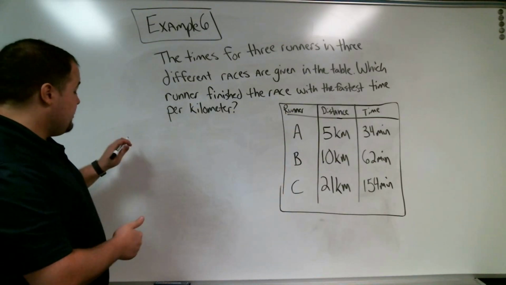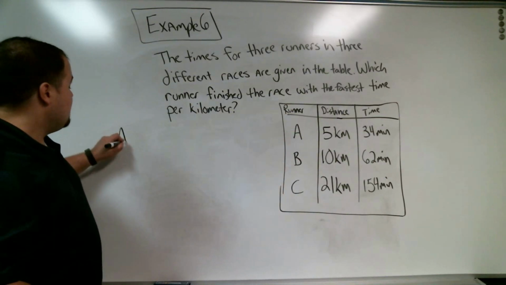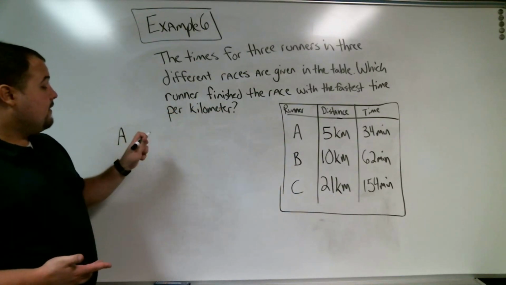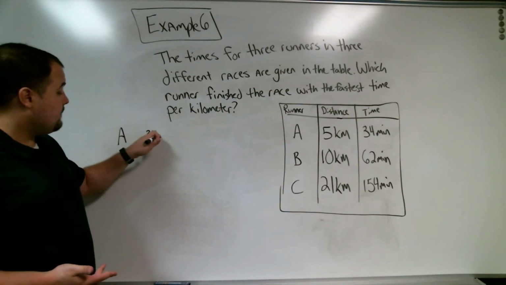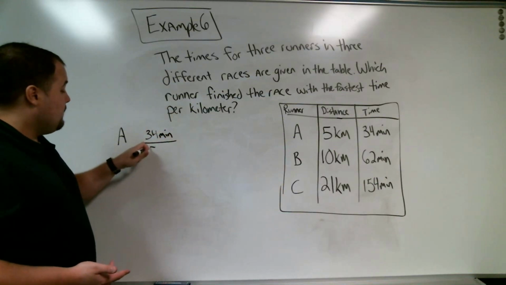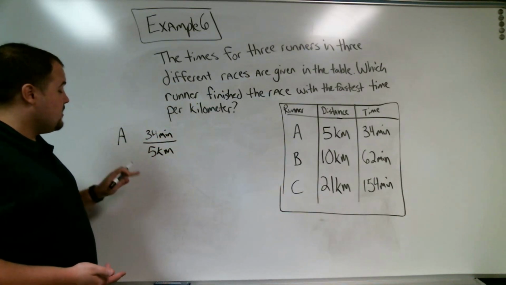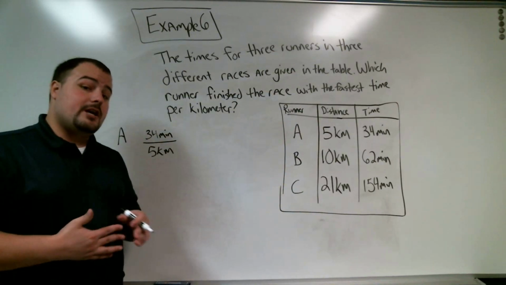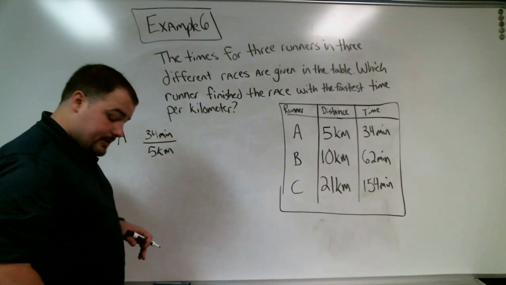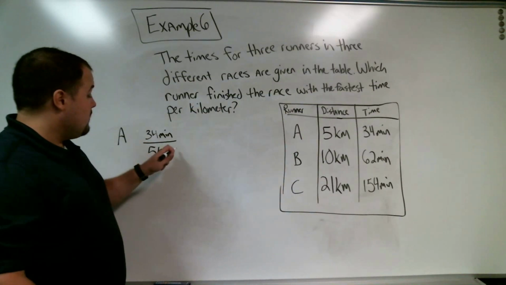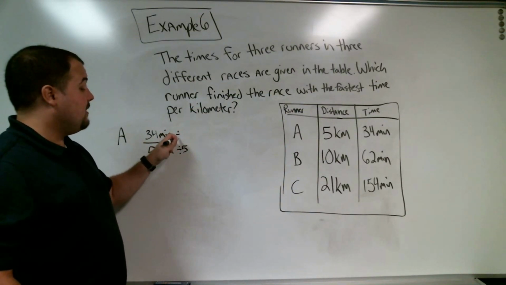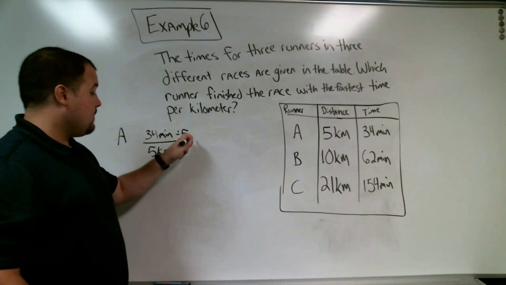So I'm going to write each one of these as a fraction, but first I'm going to write the letter that represents a runner so I know which runner I'm talking about. 34 minutes over 5 kilometers. Runner A goes 34 minutes and they go a distance of 5 kilometers. Our job is to figure out how fast they go 1 kilometer. So what we're going to do is what we did in the past. We're going to divide by 5 on the bottom, and if we do it to the bottom, we're also going to do it to the top.